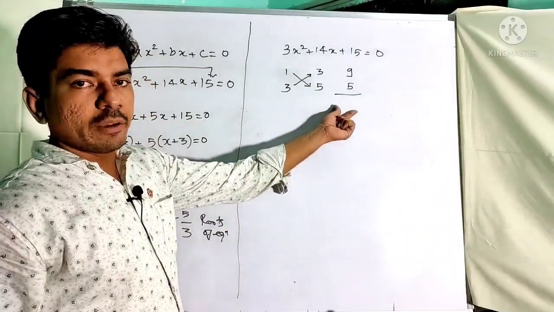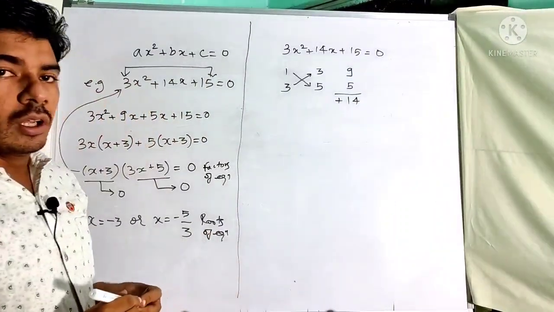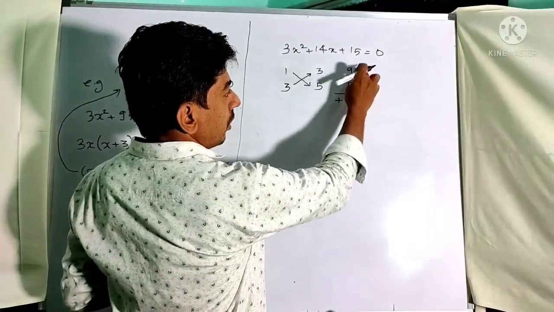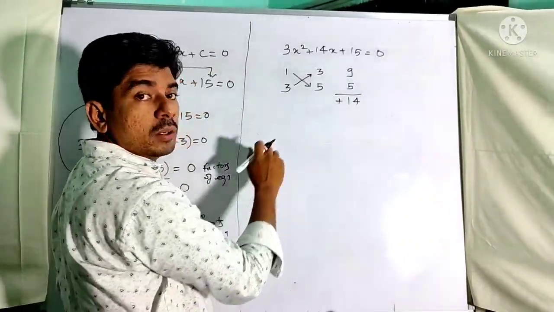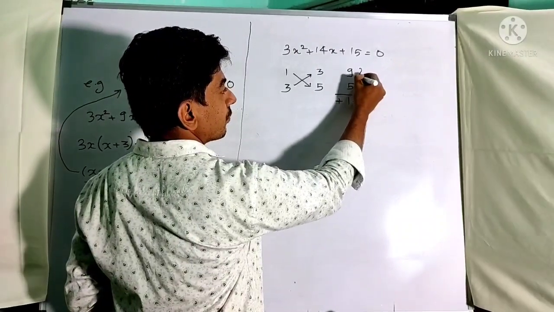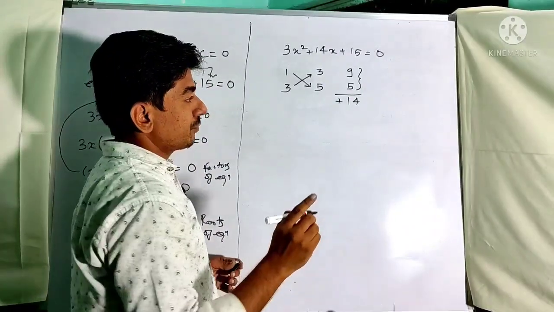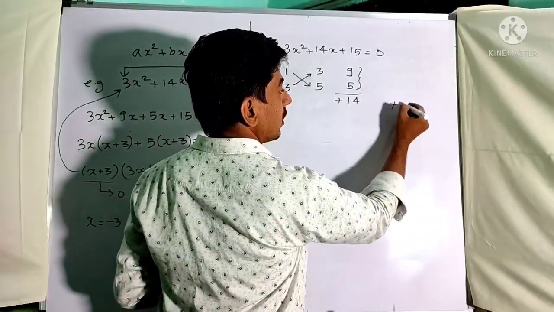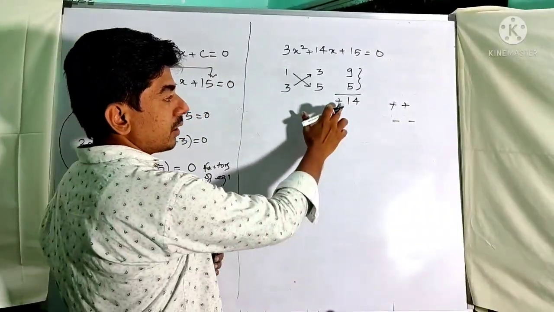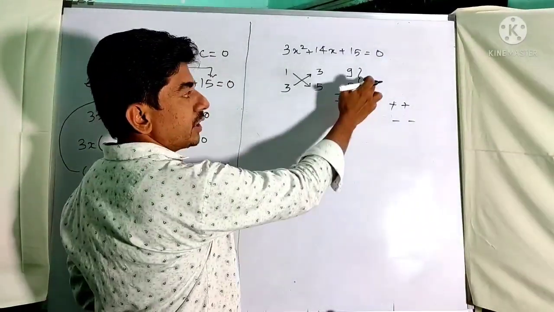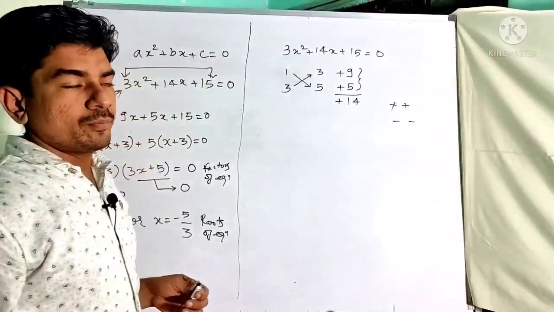But the middle term we require is plus 14. Here we have to add these two terms, as well as we have to get the plus sign. For addition, both numbers should have the same sign. That means they should be either plus plus or minus minus. But here we need the plus sign and we need to add them. Therefore we have to write plus here.